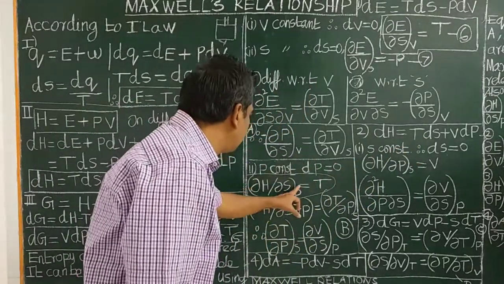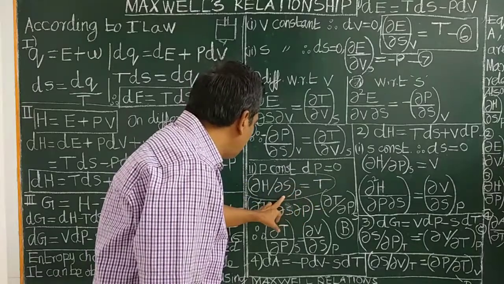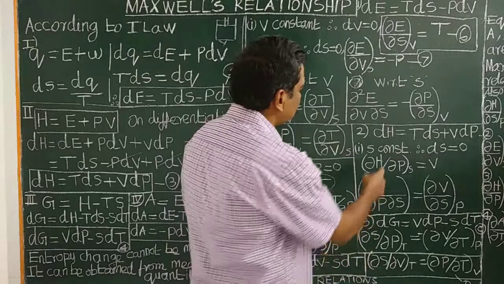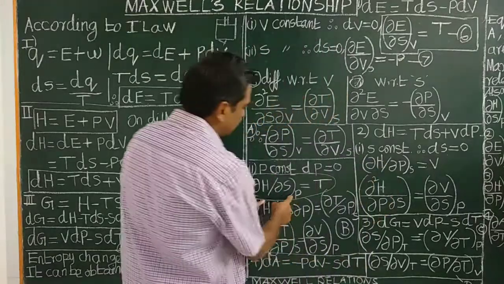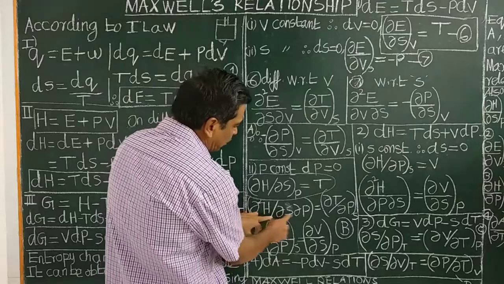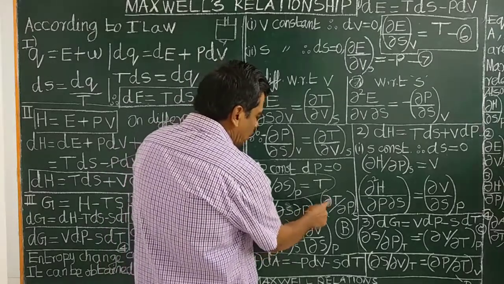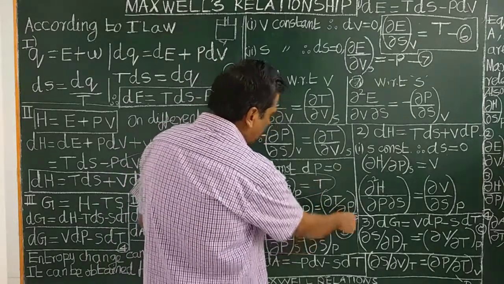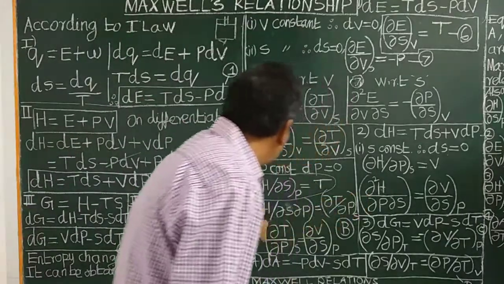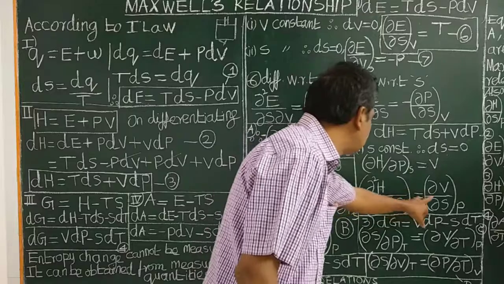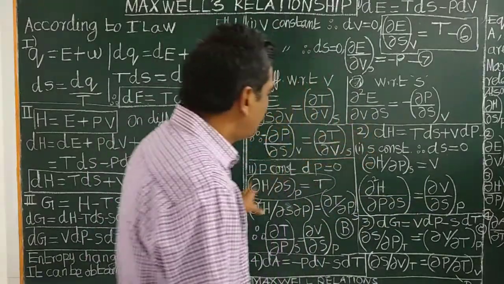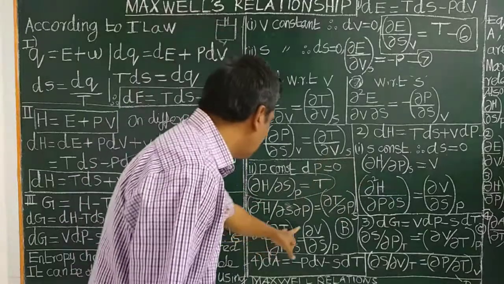Similarly, differentiating this equation with respect to P, we get ∂²H/∂S∂P equals ∂T/∂P at constant entropy. Therefore, the left-hand sides are equal, and therefore the right-hand sides are equal. For this you have obtained the relationship now.